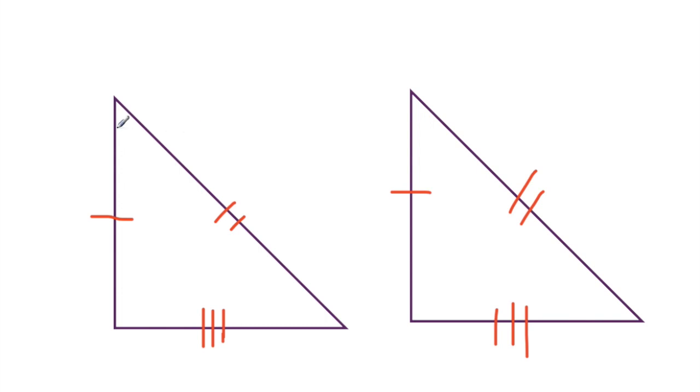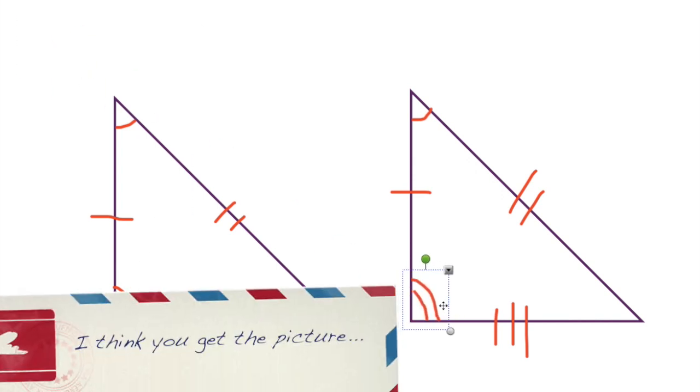We can do the same thing with angles. If I want to show that this angle is equal to this angle, then I'm going to put one angle sign. If I want to show that this angle is equal to this angle over here, I'm going to put 2 lines.